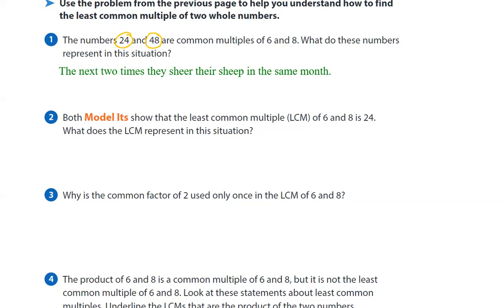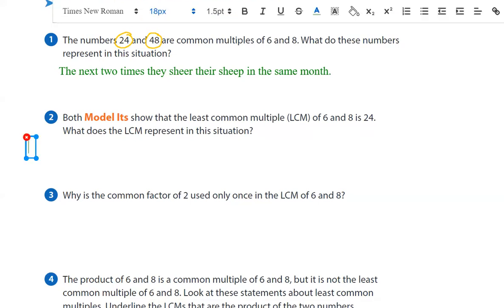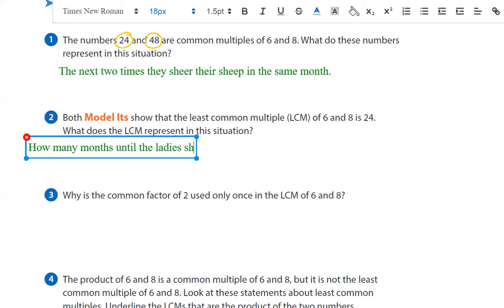Number 2, both models show that the least common multiple of 6 and 8 is 24. What does the LCM, the least common multiple, represent? What was it? Months? How many months until the ladies shear their sheep together once again.